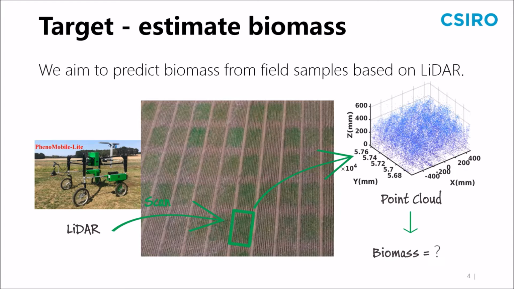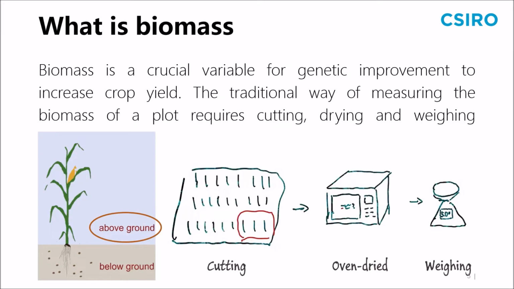For our task, we aim to predict biomass from field samples based on point clouds scanned by LiDAR. Biomass is a crucial variable for genetic improvement to increase crop yield. The traditional way of measuring the biomass of a plot requires cutting, drying, and weighing processes, which are laborious and expensive. Using LiDAR, we don't need to cut samples and can measure the whole plot by a single scan.